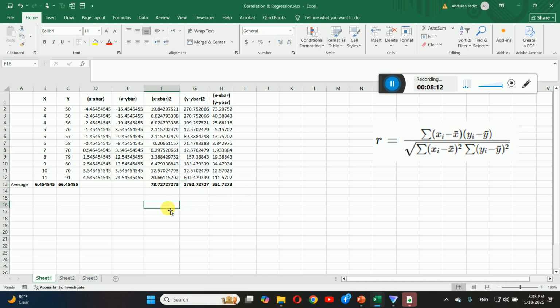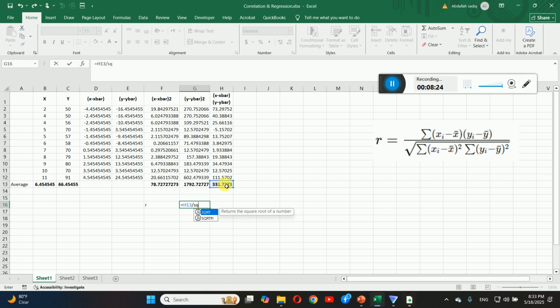Now we find the correlation, which is shown by r, and simply an equal sign. In the numerator we have the summation of x minus x bar into y minus y bar, which is this value, and simply divided by the square root of, right, this summation x minus x bar, which is this value, and then multiplied by this summation y minus y bar, this value. And this is giving you the answer of correlation, dear students.